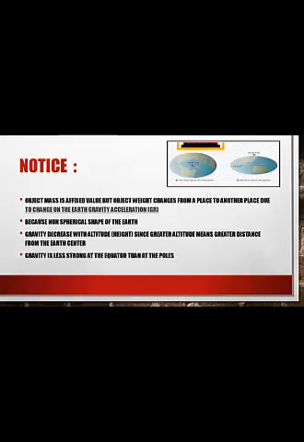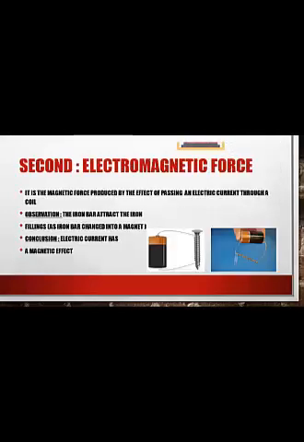Gravity is less strong at the equator than at the two poles, because the two poles are nearest to the center of the Earth, but the equator is farthest from the center of the Earth. So the gravity increases or decreases according to the distance between this point and the center of the Earth.